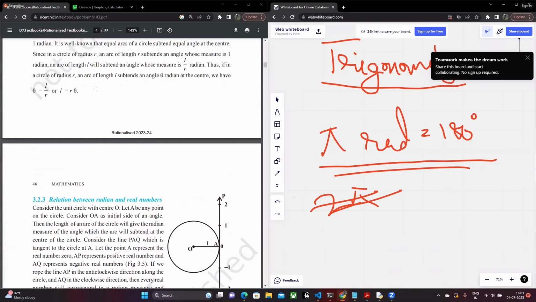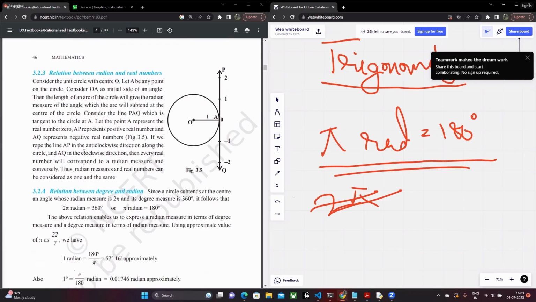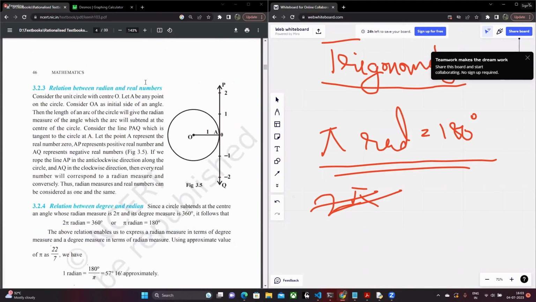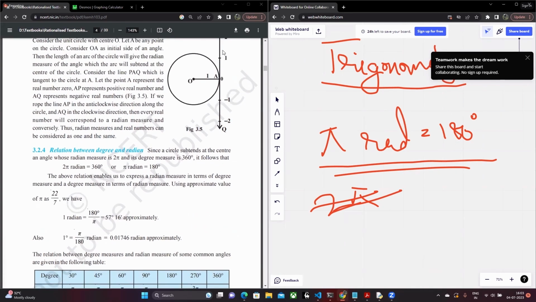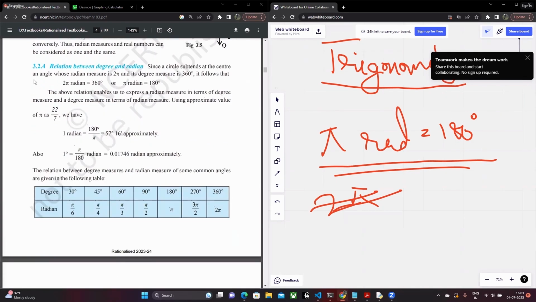And you have the formula that L is equal to R theta, where theta is the angle measured in radians. And so you have the relation between radians and real numbers, that radian measures and real numbers can be considered as one and the same, whereas degrees and real numbers cannot be considered to be the same, because you have 180 degrees to 360 degrees making up one complete revolution, which means that the real number line is going to be stronger.